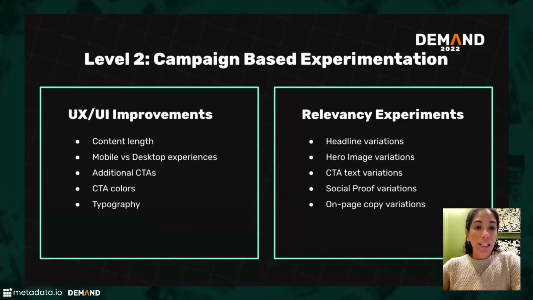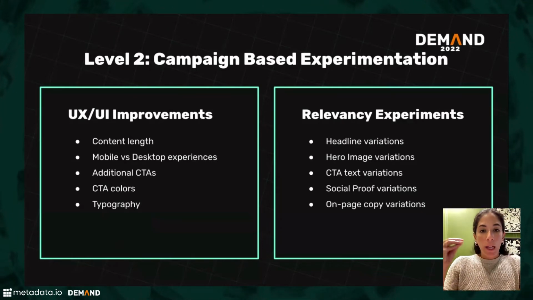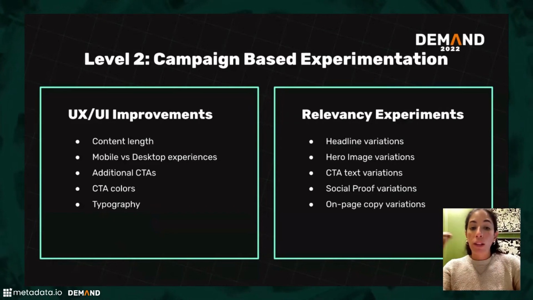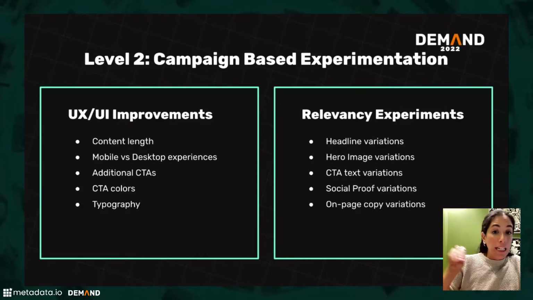But then if you go to relevancy experiments, you could do things like headline variations. Are the headlines on those pages synonymous with the email subject lines that you're sending to that audience, or the ad headlines that they're seeing on Facebook or LinkedIn? Can you make sure that that's continuous?